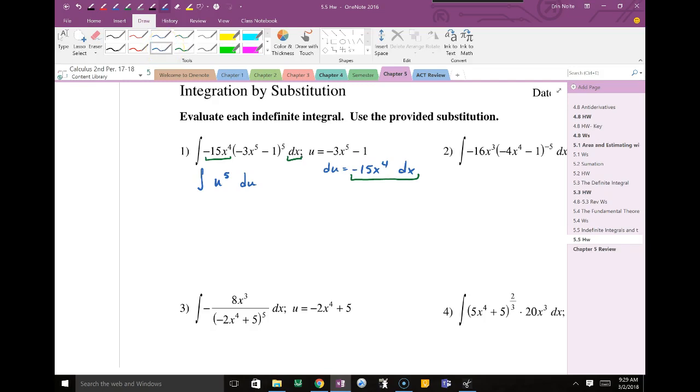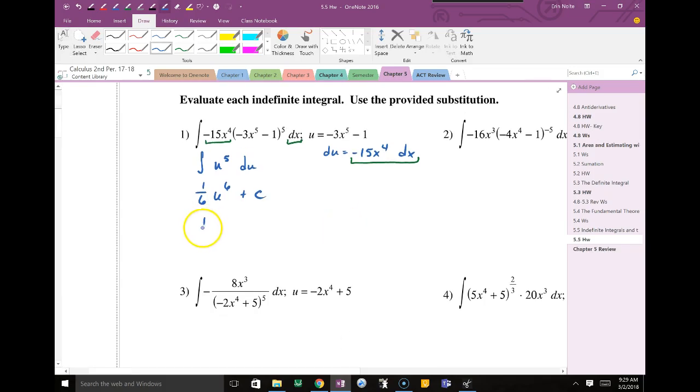Integral of u to the fifth, plus c. And our last step: put the u back in. Make sure you use u. So u is negative 3x to the fifth minus 1.